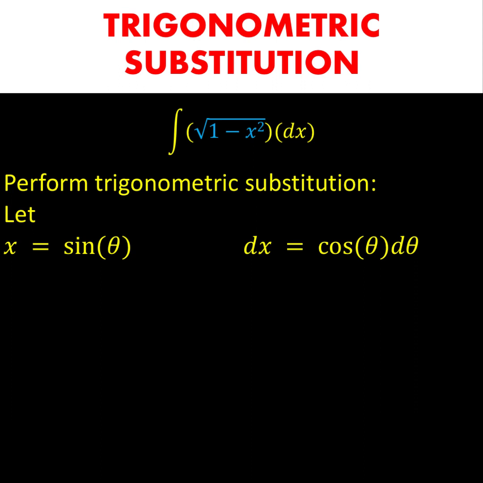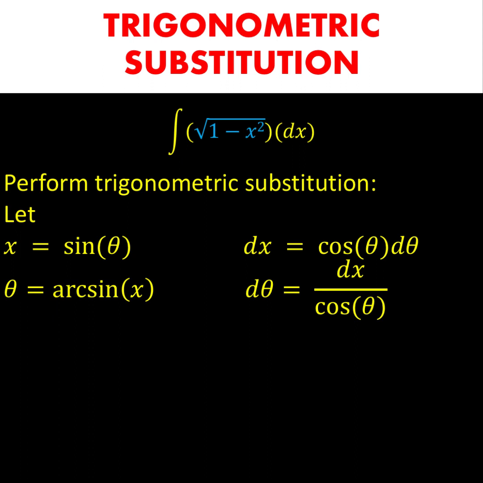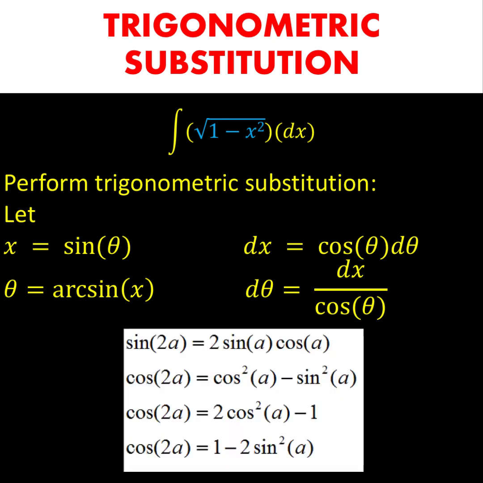Also, from x equals sine theta, it follows that theta is equal to sine inverse of x, or theta is equal to arcsine of x. And at the right side, solving for d theta, we have d theta equals dx over cosine of theta. Aside from these substitutions, we need to recall also the following double angle identities. These are the prerequisite knowledge that we need to remember in order to find the integral of this given function.